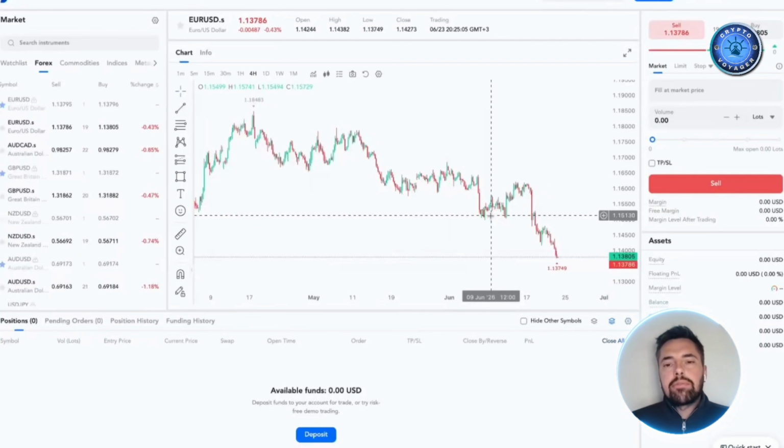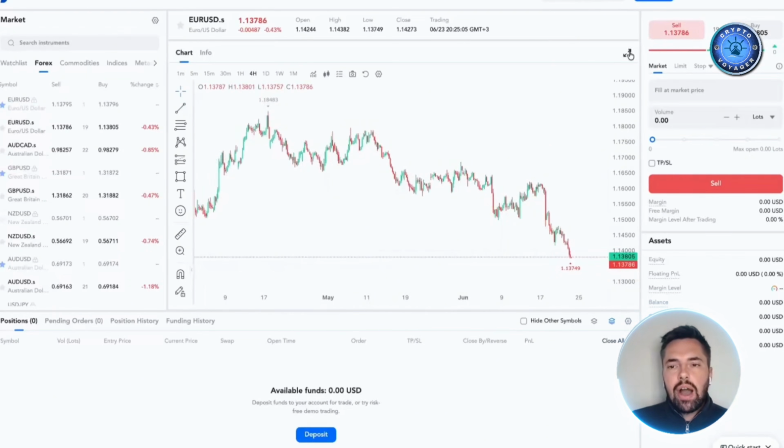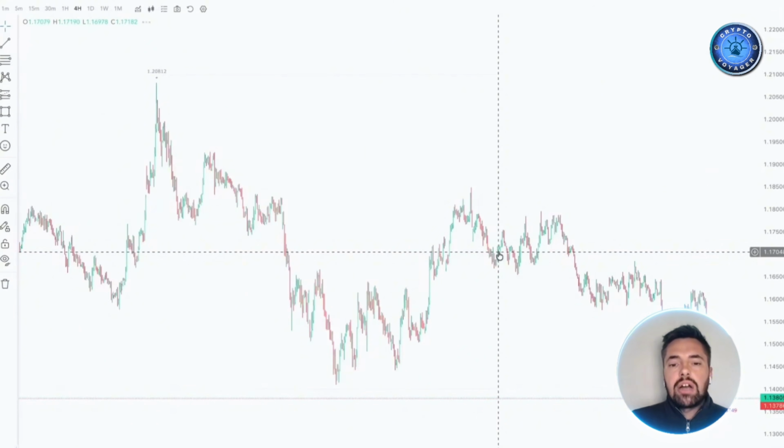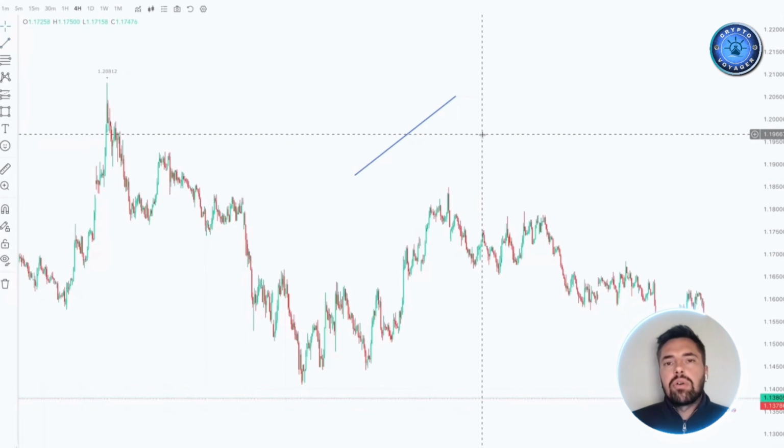So I'm on PU Prime's web trader right now and I want to show you trend lines. One of the simplest tools on any chart and one of the most consistently useful things a beginner can learn to draw. A trend line is simply a straight line drawn across the highs and lows of a price move to show the direction the market is heading.